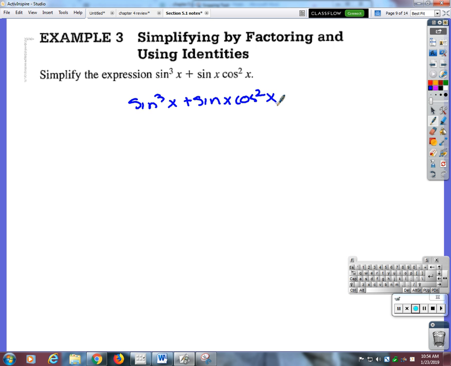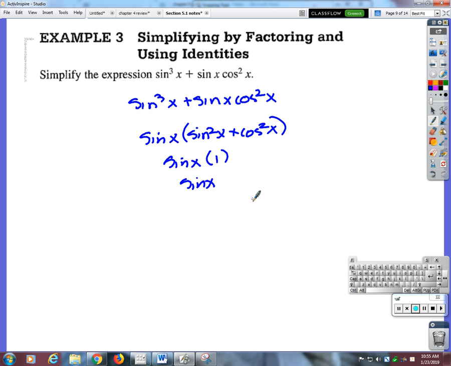I can't factor out an x because the x's are locked up in the sines and the cosines. But I can factor out a sine of x because they both have a sine of x. So I'm going to factor sine of x out of both of these things. If I factor sine of x out of sine cubed x, what am I left with? Sine squared x. If I factor sine x out of sine x cosine squared x, what am I left with? Well, I factored out the sine, so I'm just left with cosine squared of x. And what does sine squared plus cosine squared equal? 1. Remember that. Sine squared plus cosine squared equals 1. So this becomes sine of x times 1, which is just plain old sine of x.